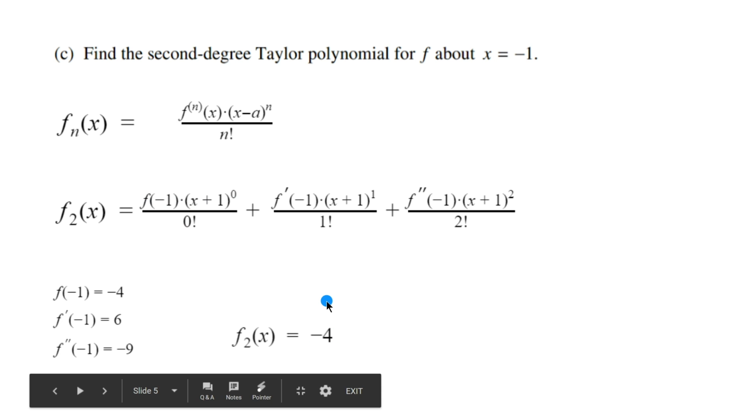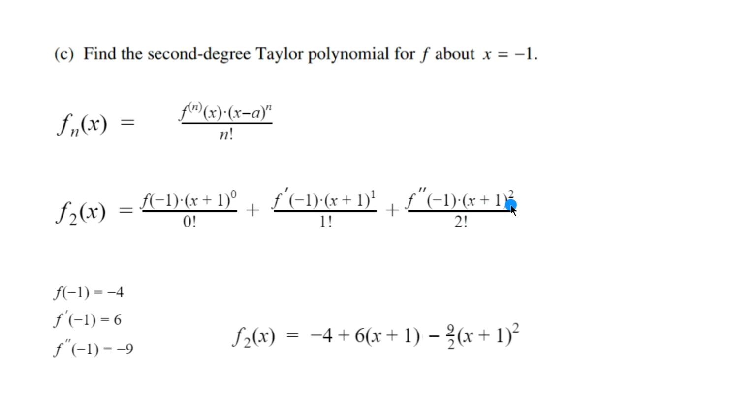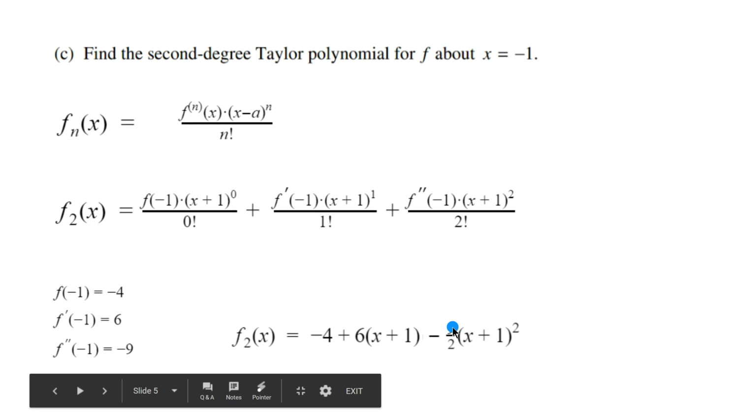negative 4, plus f prime of negative 1, which is just 6, times x plus 1 to the first power over 1 factorial, plus the f double prime of negative 1, which is negative 9, times x plus 1 squared over 2 factorial, and that gives you the coefficient of negative 9 halves. So that is your answer.